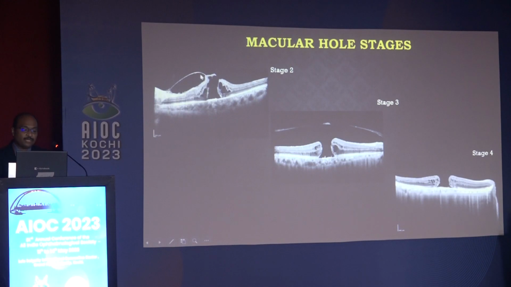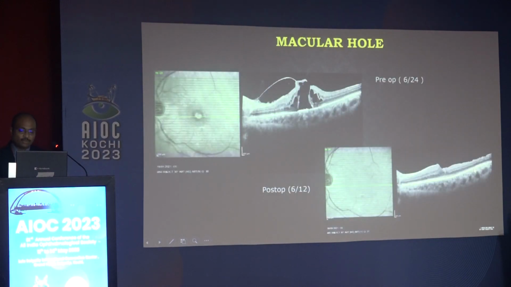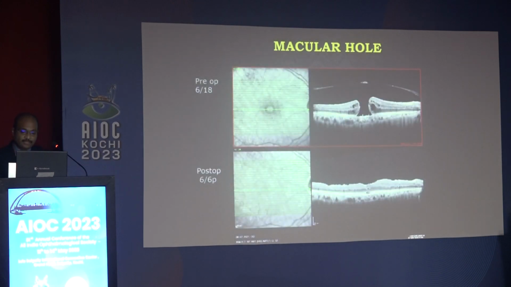So this is stage 2, where the flap is just lifted up. This is stage 3. I'll just finish in a couple of minutes, with the operculum here, and this is a full thickness macular hole. So this is a stage 2 macular hole. You can see the pre-op 6/24, and then post-op improves. And this is stage 3, and post vitrectomy and ILM peeling.